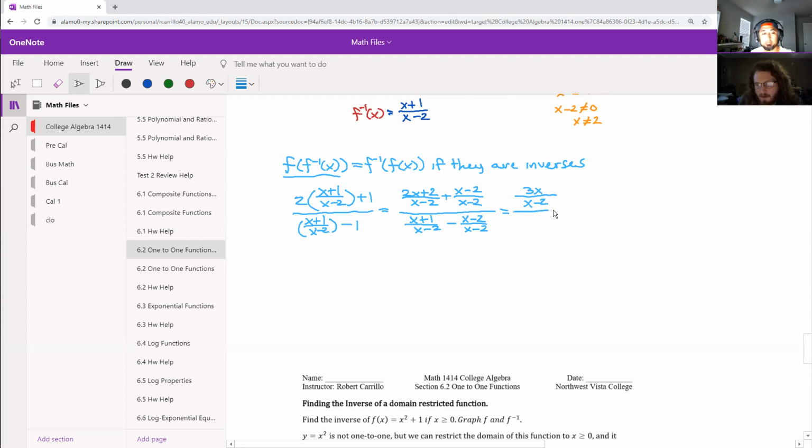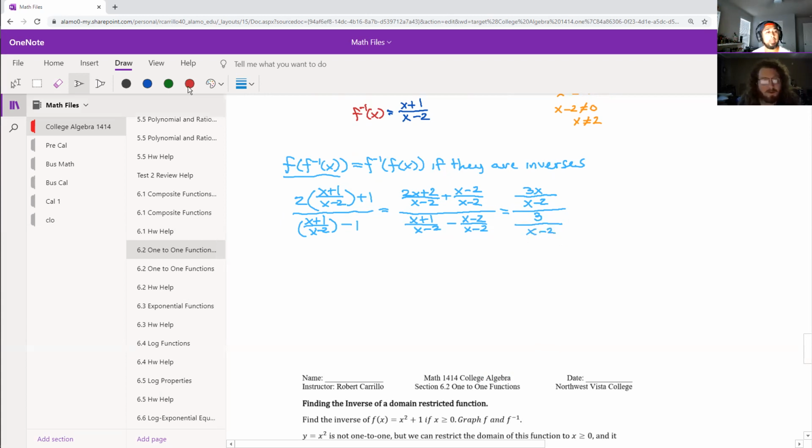x minus 2 divided by x minus x is 0, right? And this is going to be 1 minus negative 1 is a 2. This is a 3, right? So 1 minus plus 1 plus 2 is 3 over x minus 2.